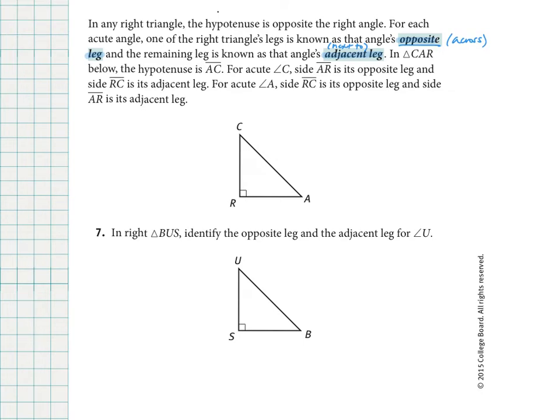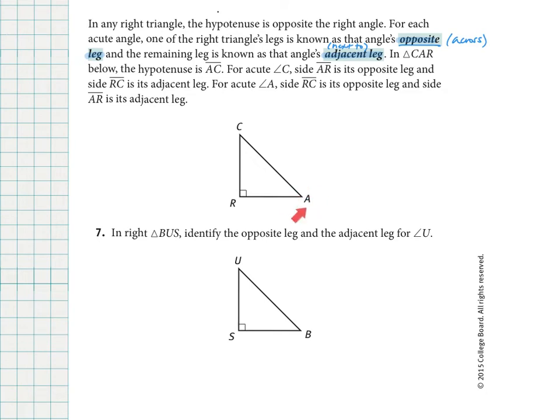So it says in triangle CAR below, we know that our hypotenuse is AC. So that's looking good. It says for the acute angle C, we know that side AR is the opposite leg, right? Because it's across from it. And we know, let's say we're looking at side RC, that's going to be the adjacent leg to angle C.